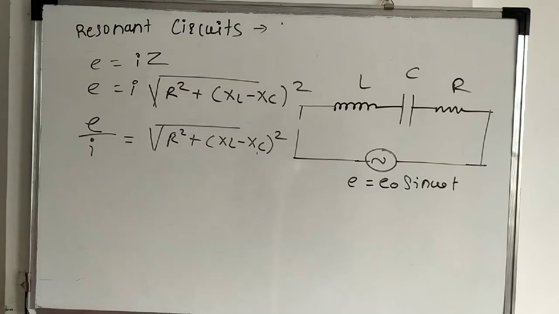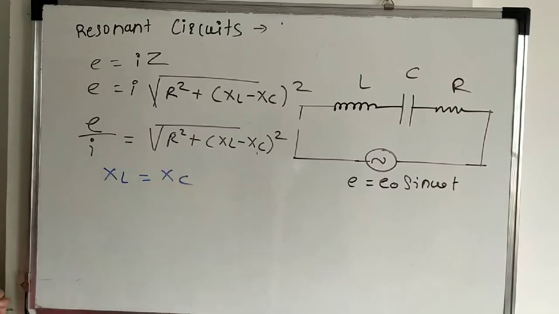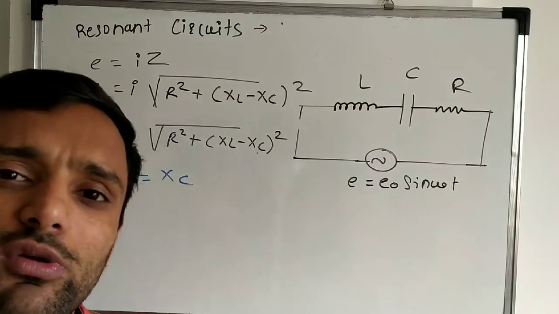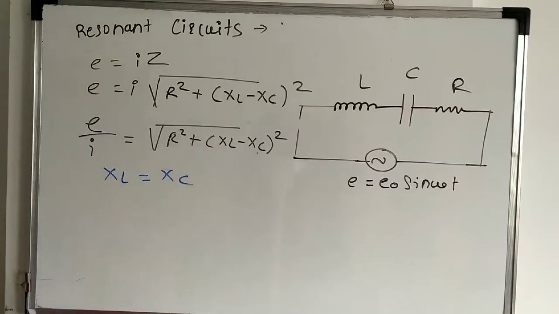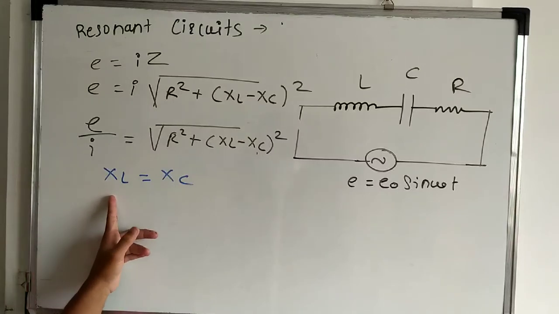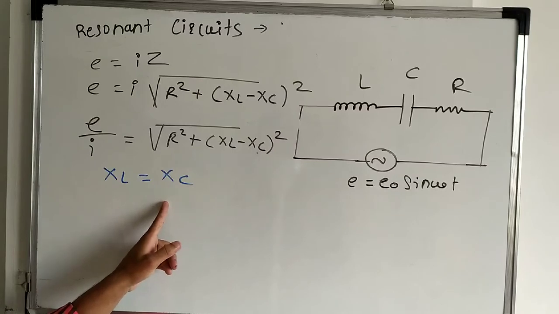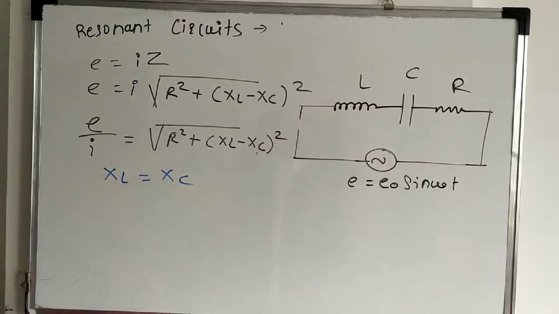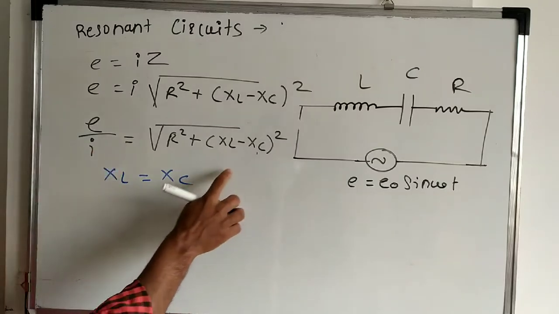Now what is the resonance condition? If the frequency of the applied EMF is adjusted so that at a particular frequency XL becomes equal to XC. We change the frequency of the applied EMF in such a way that at a particular frequency, the inductive reactance XL becomes equal to the capacitive reactance XC. At that particular frequency, what will happen? So XL is equal to XC.